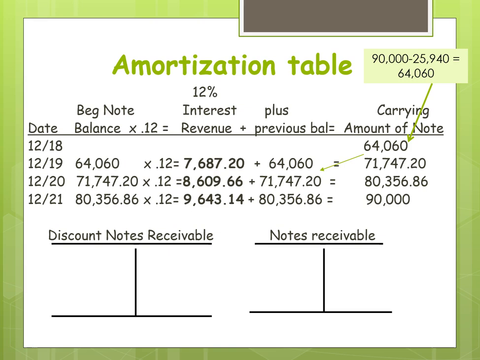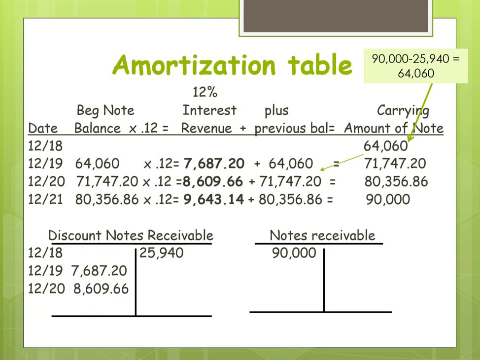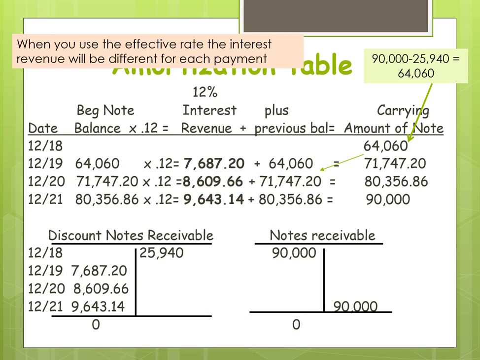Discount on notes receivable. Notes receivable, we would have our initial balance, and remember the carrying amount on the books is always going to be the notes receivable minus the discount on notes receivable. There's our first amount we amortized, our second amount, our third amount, and our actual payment, and both accounts should be zero at the end of the 3-year period. Also, when you use the effective rate, the interest revenue will always be different for each payment.